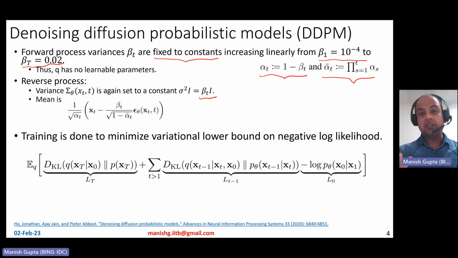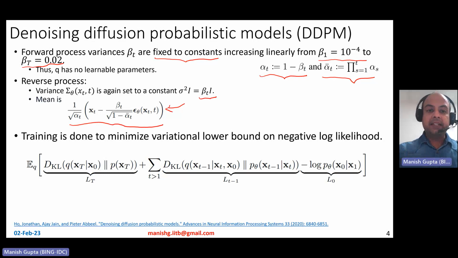So the variance is also set to a constant, and as you see, it is beta t I, which basically means it's a diagonal Gaussian. The mean, however, is set to this value. Now, there is, of course, a proof in the paper, and I'll not go into those mathematical details, but the idea is that the mean is actually set to this value.